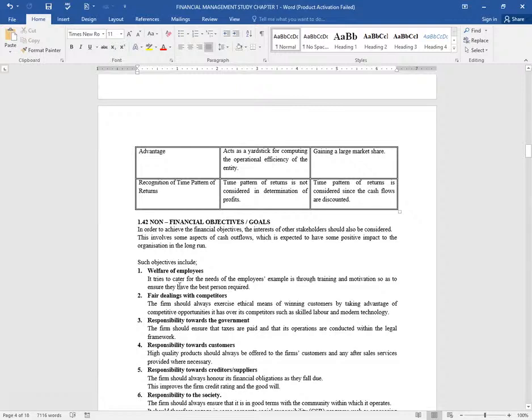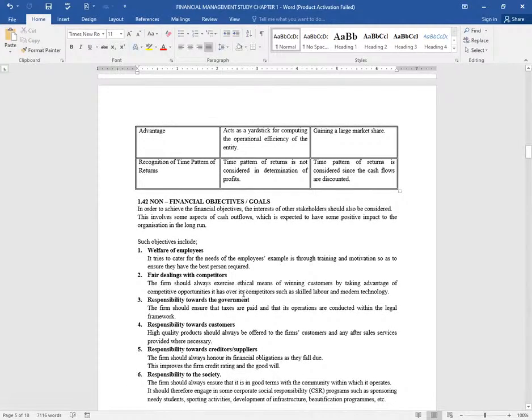We are told it tries to cater for the needs of employees. An example is through training and motivation so as to ensure that they have the best person required moving forward. Ensuring that, ladies and gentlemen, we retain these people. Whenever you have employees feeling that really this employer of ours is going out of his way to train us, they'll have some sense of job security. That is quite important.